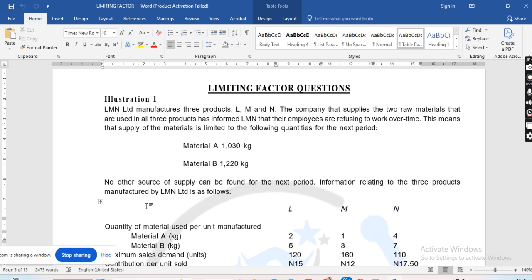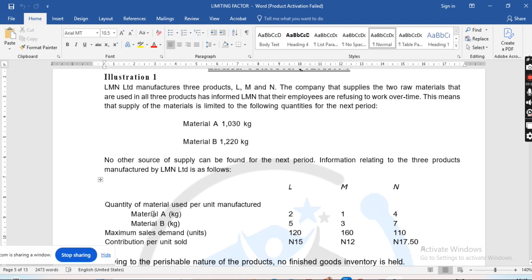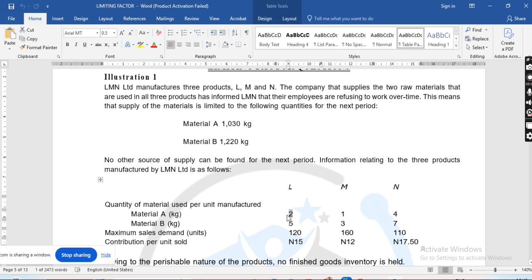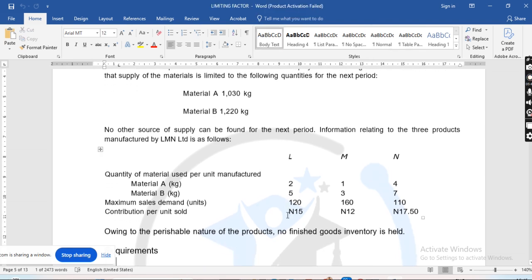Information relating to the three products manufactured by LMN Limited is as follows. The products that they produce are L, M and N, and the name of the company is LMN Limited. Now, you can see the quantity of material used per unit. This is the quantity used, right? This should be 2 kg, 2 kg per unit, right? This is 2 kg per unit.